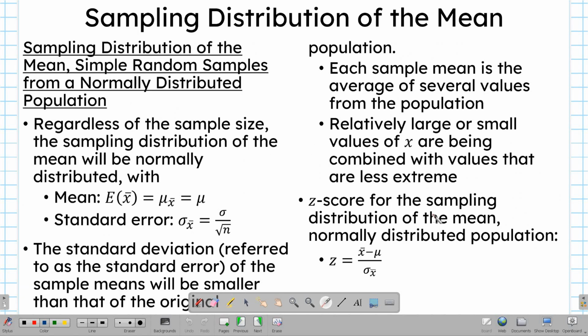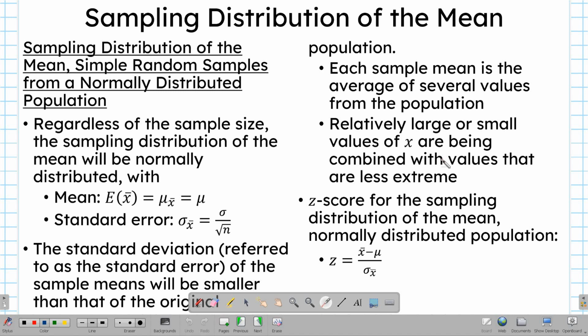So now to formally define the sampling distribution of the mean: for simple random samples from a normally distributed population, regardless of the sample size, the sampling distribution of the mean would be normally distributed with the expected value equal to the population mean. And the standard error would be the population standard deviation divided by the square root of the sample size. So the standard error of the sample means will be smaller than the original population's standard deviation, because each sample mean is the average of several values, and relatively large or small values of x are being combined with values that are less extreme.